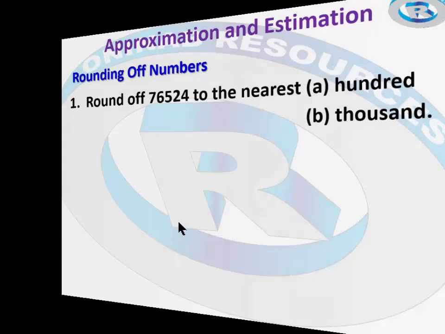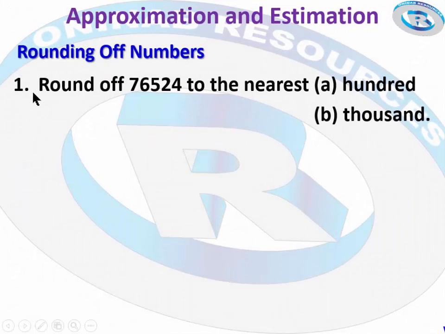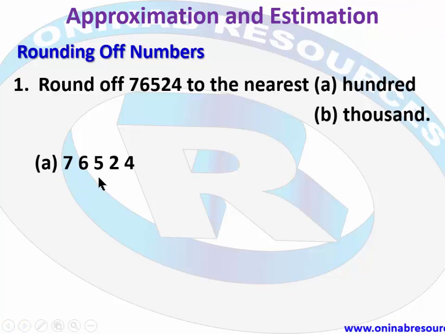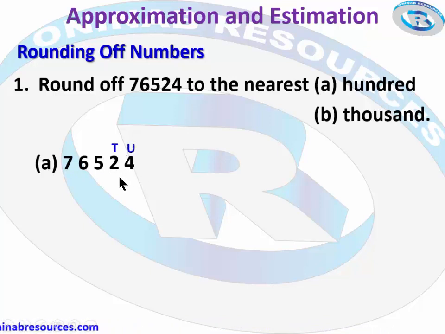So we start with example 1. For example 1, round off 76,524 to the nearest A, 100, B, 1000. So we start with A. We are going to identify each digit from behind. This is unit, this is tens, this is 100 digits. Since we are to round off to the nearest 100, we are going to stop at the 100 digit.